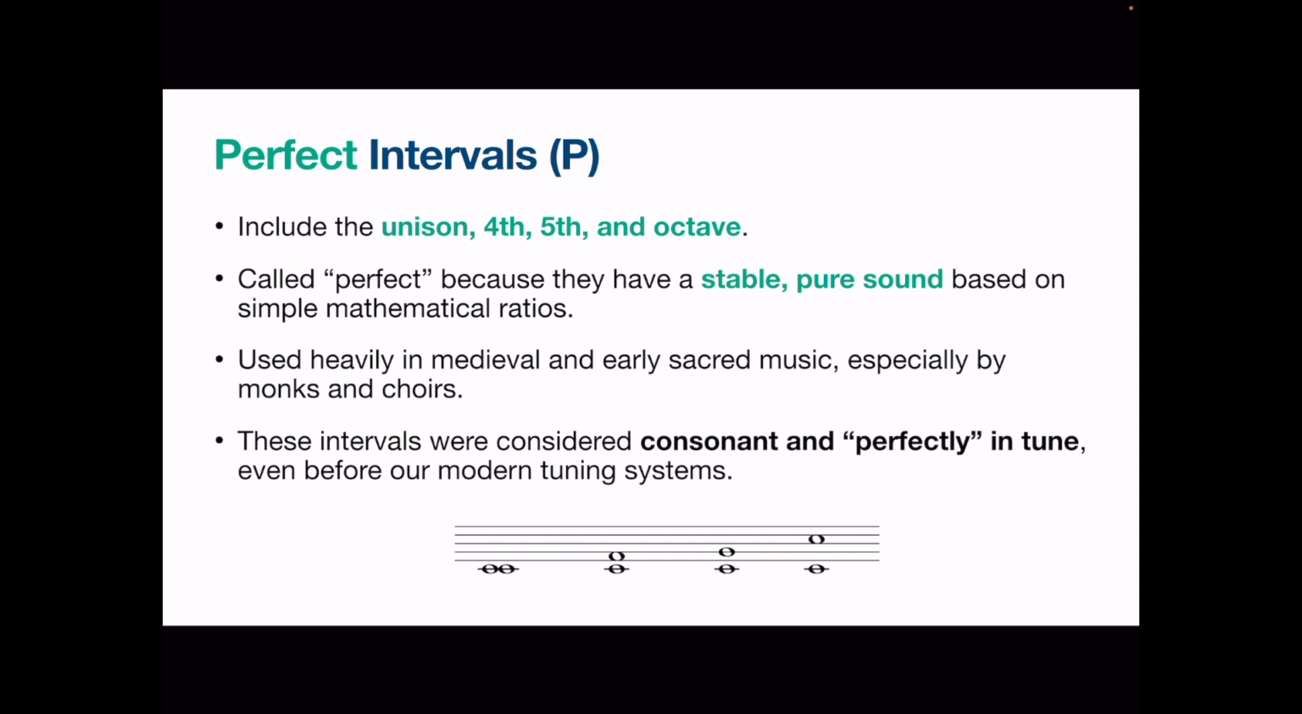Okay, so that's perfect intervals, and these intervals were considered consonant and perfectly in tune even before our modern tuning systems. So as you can see here, like the notes, the unison, the fourth, fifth, and octave. These are perfect intervals. So please, please, please try to remember unison, fourth, fifth, and octave. 1, 4, 5, 8. These are perfect intervals.